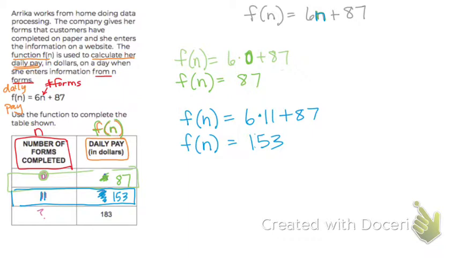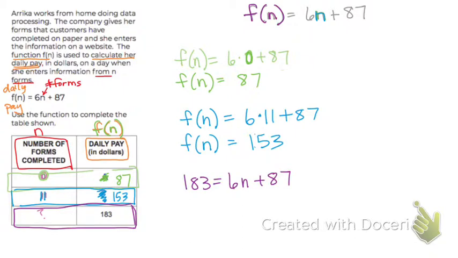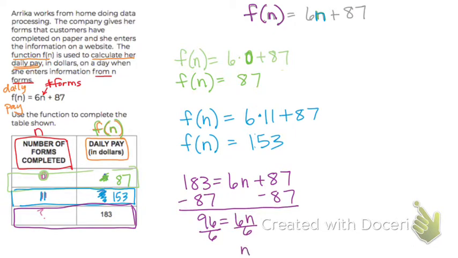So when she processes 11 forms, she gets $153. Now the last one, we want to know what n is when f of n is 183. So we're going to substitute 183 in for f of n, and then solve for n. First, we're going to subtract 87 from both sides, and then we're going to divide by 6. And when we do that, we get n equals 16. So that means that when she completes 16 forms, when n is 16, f of n is 183.